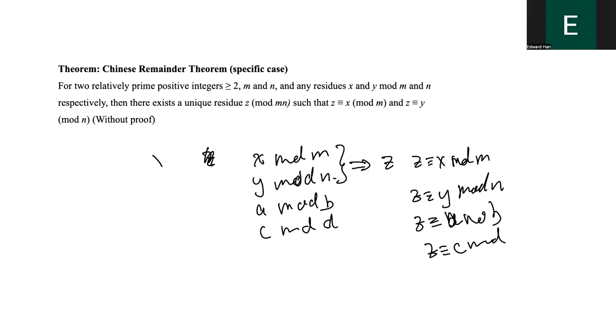And so at this point, are there any questions about Fermat's Little Theorem and the Chinese remainder theorem?